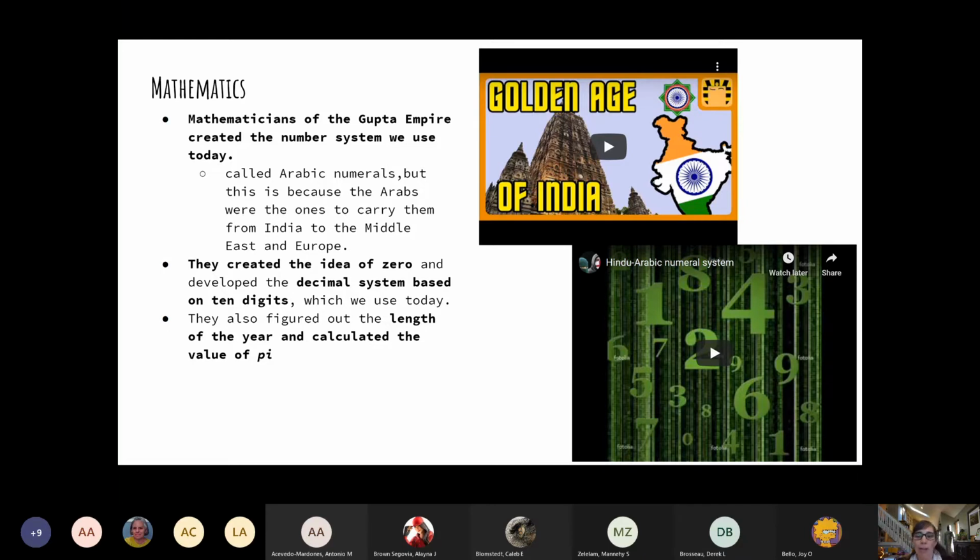The Gupta Golden Age is also when they came up with the idea of zero, which is such a concept that we're so used to, we don't even think that that had to be invented, but it did. So they came up with the idea of zero. They came up with a decimal-based system of 10 digits, and this video will explain that to you. And they calculated the value of pi. Okay, so let's watch this video. It explains a little bit about what I'm talking about.